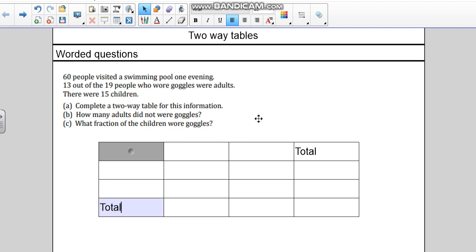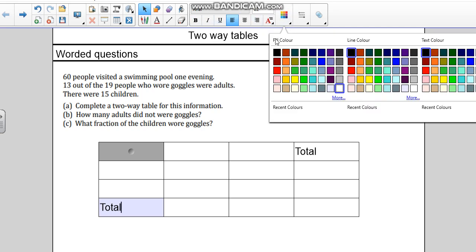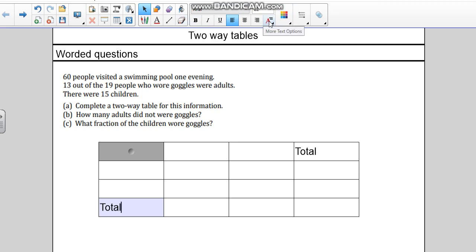Two-way tables is when we've got two different types of information. One type I will put up here and one type I'll put down the side. Here we've got 60 people visited a swimming pool one evening. It says 13 out of the 19 people who wore goggles were adults and there were 15 children. So it's really obvious that one of the categories is whether you are a child or an adult. Let's highlight those words. We've got adults and children, so I could put those down the side here.